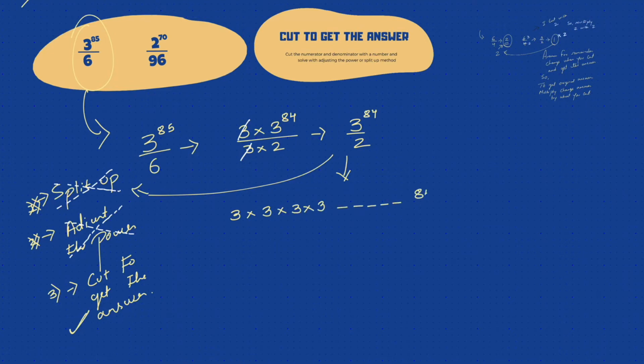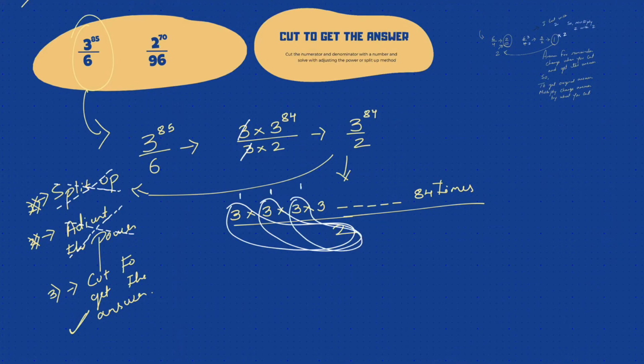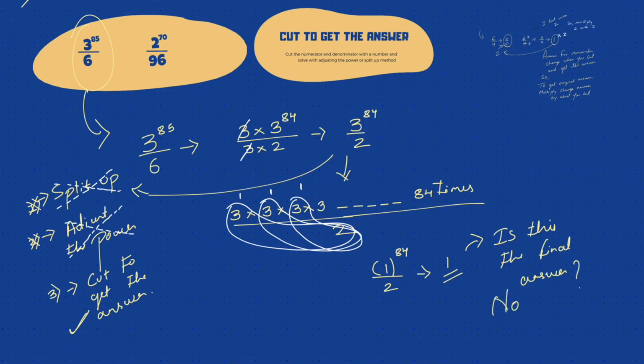So 3 multiplied 84 times divided by 2. What will I do now? 3 divided by 2. What is the remainder for this? 3 divided by 2, the remainder is 1. The 1 will come how many times? 84 times. So 1 multiplied 84 times is nothing but 1. 1 divided by 2, the answer for this is 1. Is this the final answer? No. And that is what you have to understand. You got this answer by cutting it from 3.